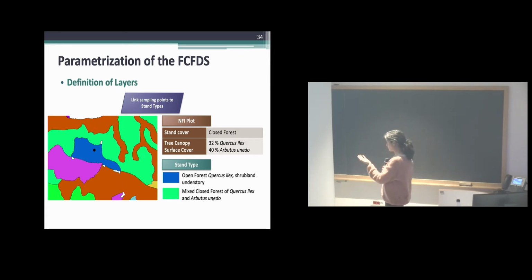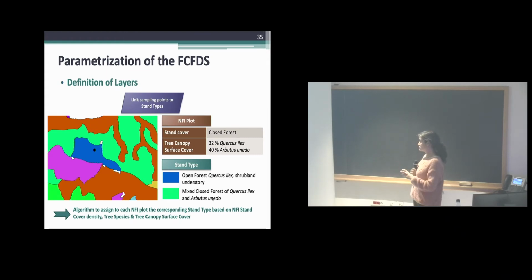We observe that, for example, in this case, we have the sampling point as the black dot, for which the information we have is that it's a closed forest with certain species. If we look at what the GIS data says, we see that in blue it's an open forest, not a closed forest. But if we look at the green one next to it, it corresponds exactly to what we have. So we performed an algorithm to be sure that we make the right correspondences between points and stand types.